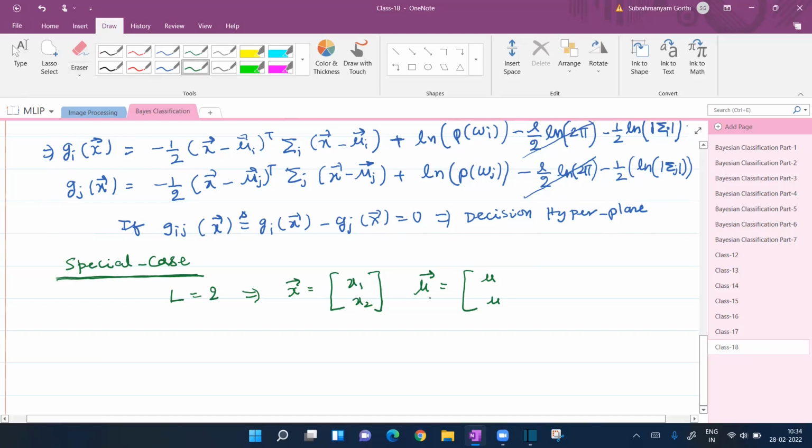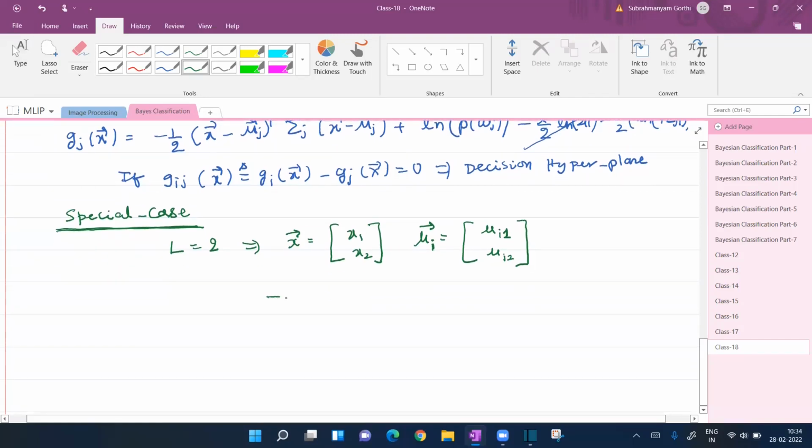Correct, very good. Because I have mu i bar here, each class has a vector of it. So I will write them instead as mu i1 and mu i2. To simplify things even further, my covariance matrix for a given class i is equal to sigma i square 0, 0 sigma i square. This is what I would consider.